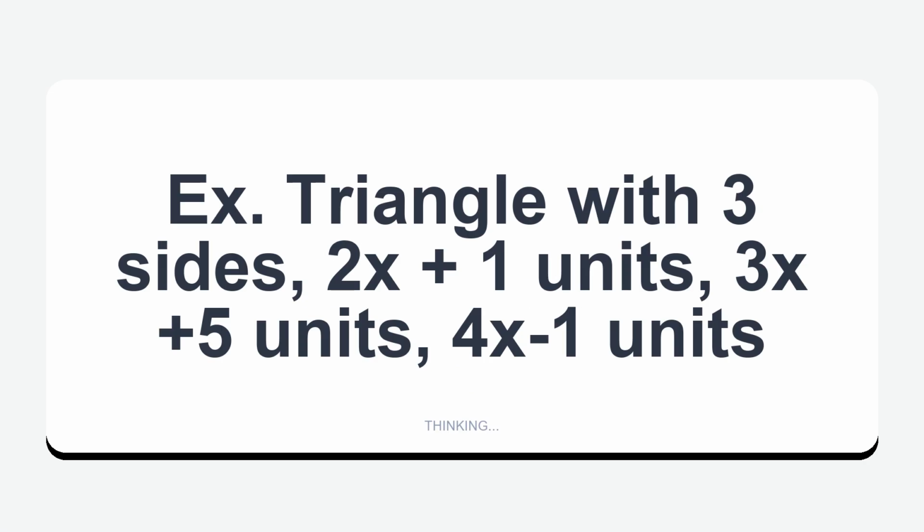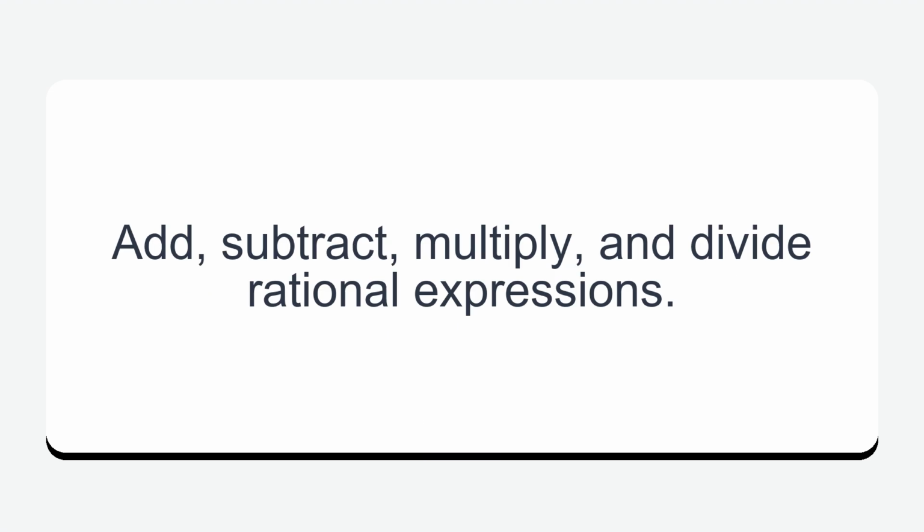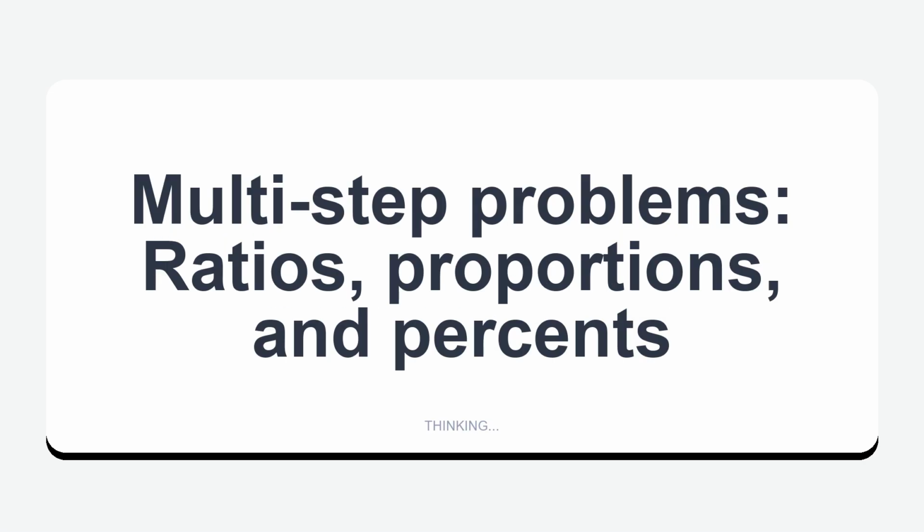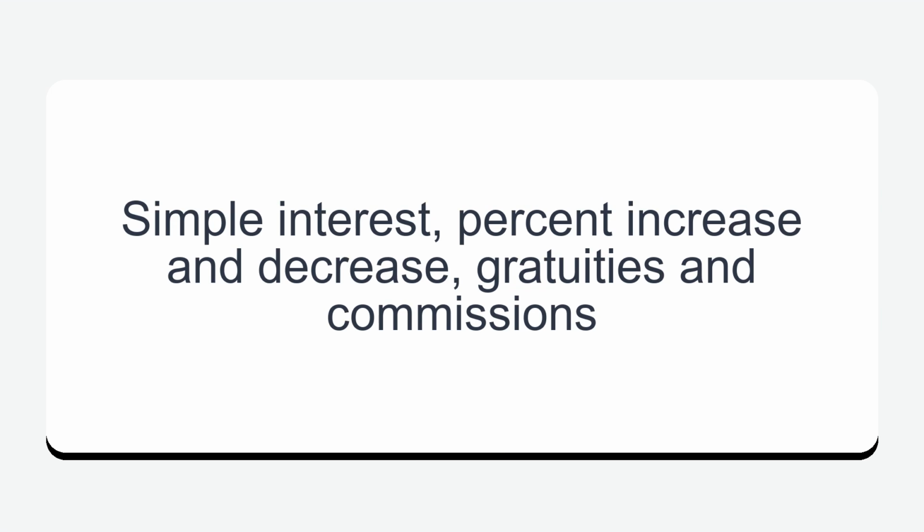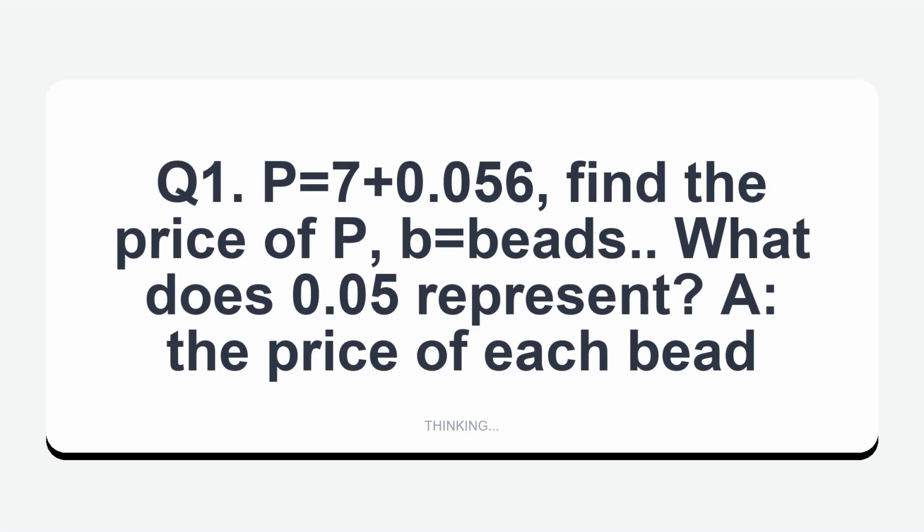Example: a triangle with 3 sides, 2x + 1 units, 3x + 5 units, 4x - 1 units. Add, subtract, multiply, and divide rational expressions. Multi-step problems, ratios, proportions, and percents. Simple interest, percent increase and decrease, gratuities and commissions. Q1. P = 7 + 0.05B, find the price, B equals beads. What does 0.05 represent? A. The price of each bead.